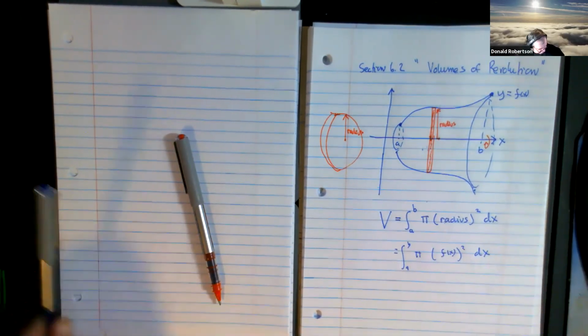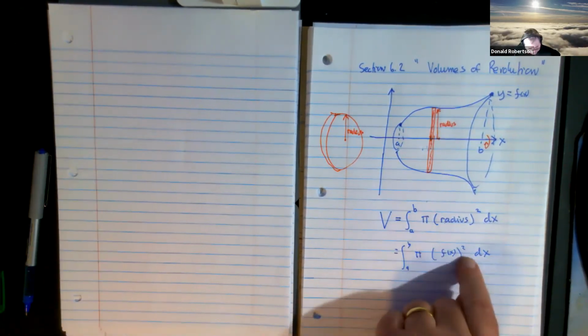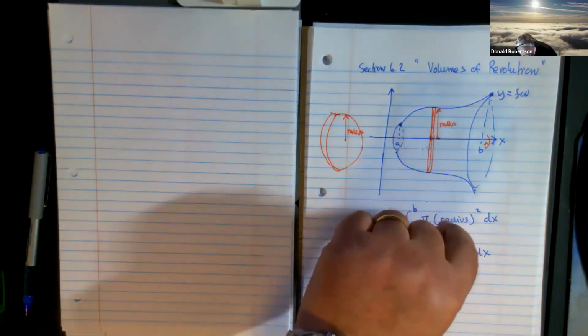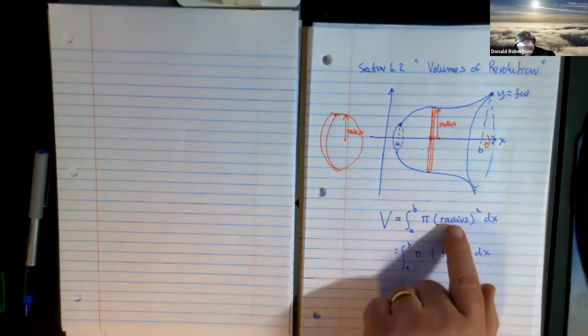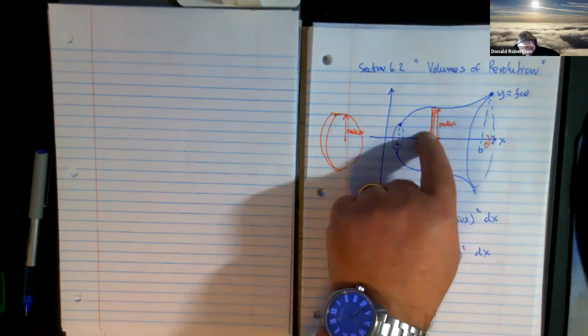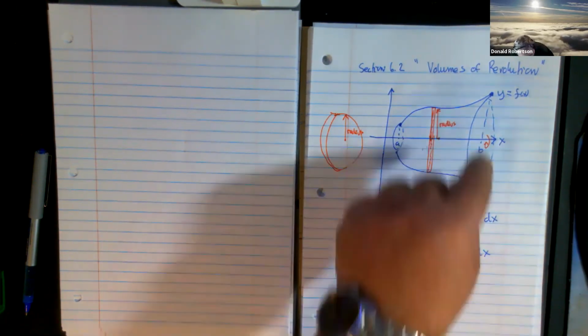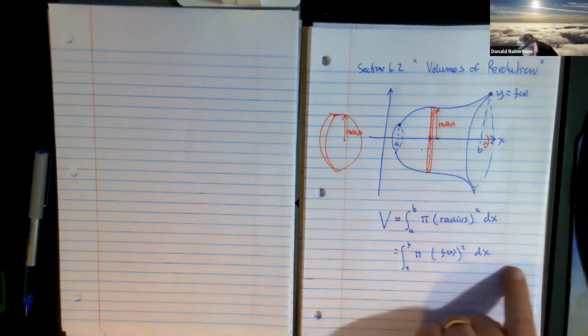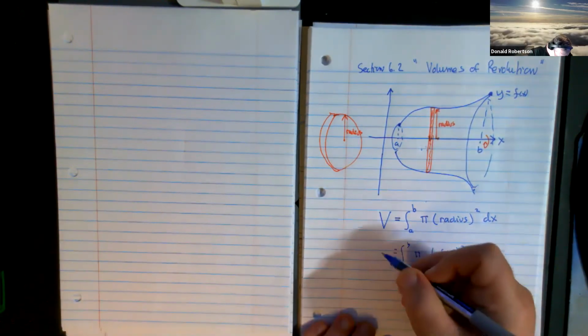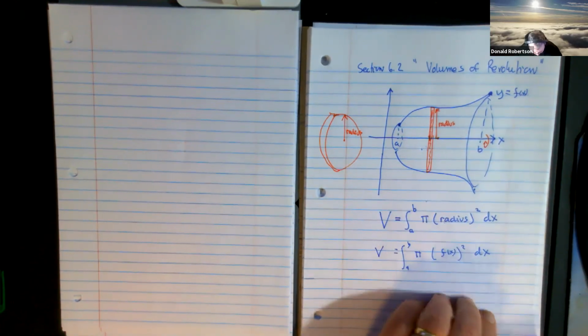Now, the reason I didn't just jump in and tell you this formula is that this idea of pi radius squared is going to help us do more complicated situations later on. So I want you to think of radius as just being, in this case, the height of the function. We're going to start off with single functions rotated about the x-axis, and this is the formula that's going to make that happen.